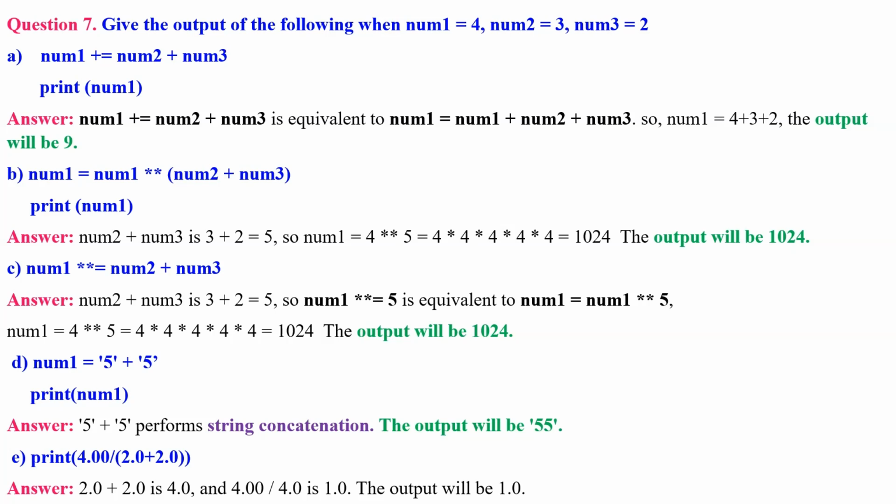Question D. Answer. String 5 plus string 5 performs string concatenation. The output will be string 55. Question E. Answer. 2.0 + 2.0 is 4.0, and 4.0 divided by 4.0 is 1.0. The output will be 1.0.